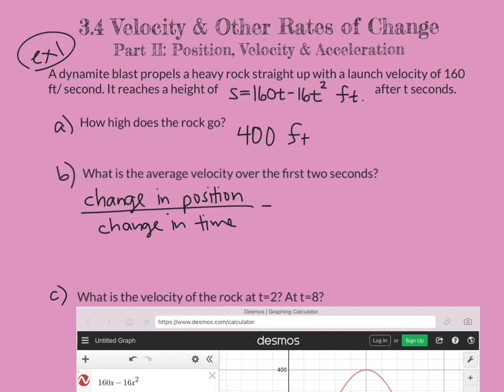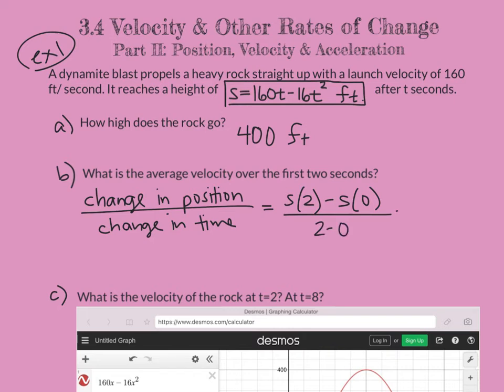All right, our change in position is going to be the position, which is this function here, at 2, minus the position at 0. Those are our 2 y values. Remember, we didn't know this y value. We knew this one was 0 because it was at the origin. Our change in time, the time is over the first 2 seconds, so that is 2 minus 0. In order to find s of 2, you need to plug 2 into this function up here. I'm going to do that in real time on my calculator, so I'll have 160 times 2 minus 16 times 2 squared, which is 4. And that gives us 256.